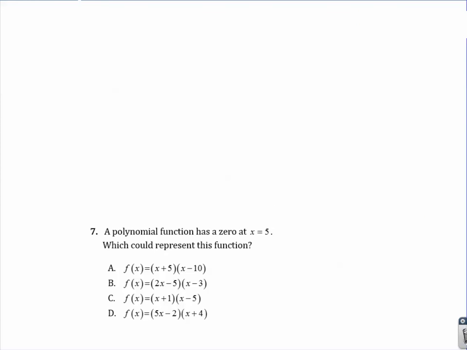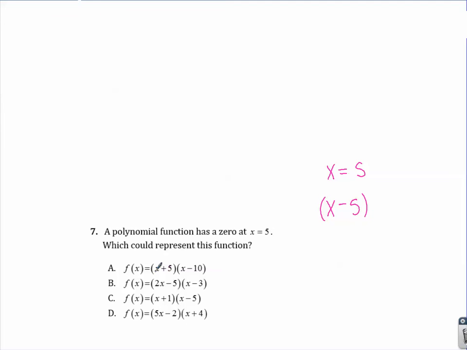Number 7, a polynomial function has a zero at x equals 5, which could represent this function. So let's use the information we have. We know that x is equal to 5. So what would the factor be, since all of my answer choices have factors? Well, switch sides and change the sign. x minus 5 is my factor. I don't have a denominator, so I don't have to move anything. So x minus 5 is my factor, so let's look for what has x minus 5.